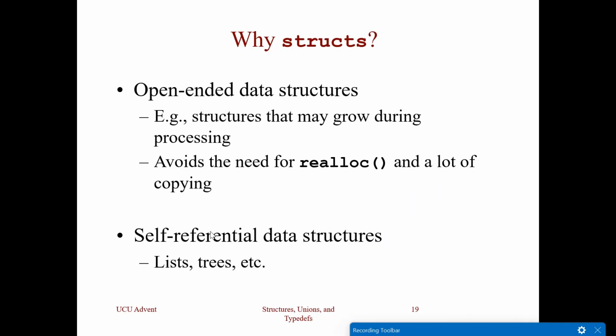Okay, so why do we need structures? Of course, this is an open-ended data structure. That means it can be as big as you want. So structures that may grow during processing, but also you need to avoid the need for the realloc function and a lot of copying. So self-referential data structures like lists, trees, etc. are better off. Okay.